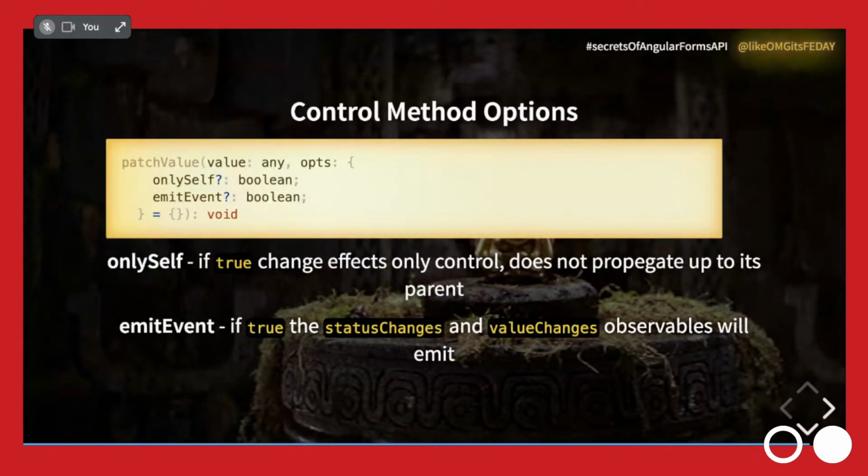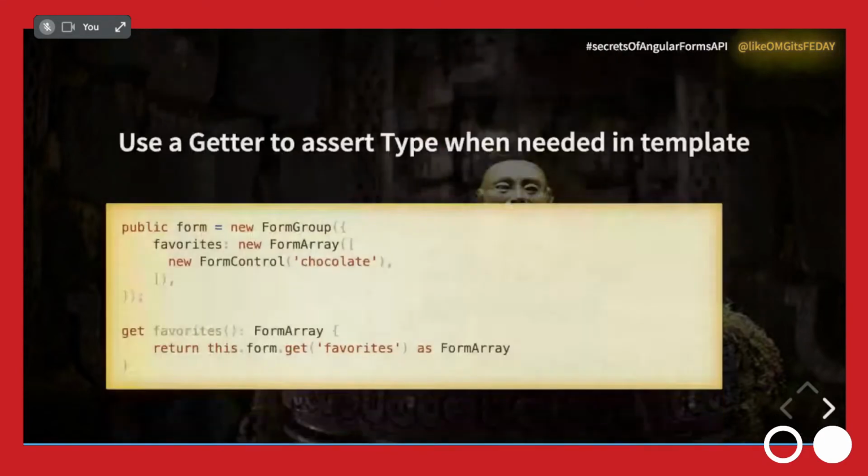Another good thing to know is the control methods option. It's very easy to get yourself into a loop if you are emitting change events and then acting on those change events, especially if you're dealing with form groups. So let's say you have a form control inside of a form group, you're making a change on that, but then that form group is listening for changes to any of those controls to do something else, you could get into a pretty nasty loop like that. So what you can do in this form control is use the onlySelf option, and then it will only affect its status. It won't propagate that change up to the parent. And then similarly, you can use emitEvent, and if you do this, then the status changes and the value changes observables will emit. If not, they won't emit, and then you're not going to get into that loop.